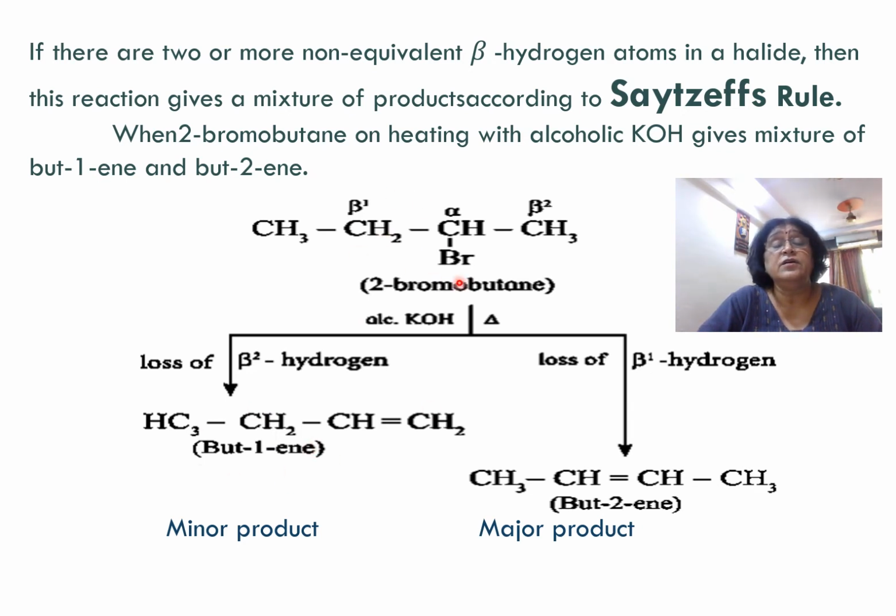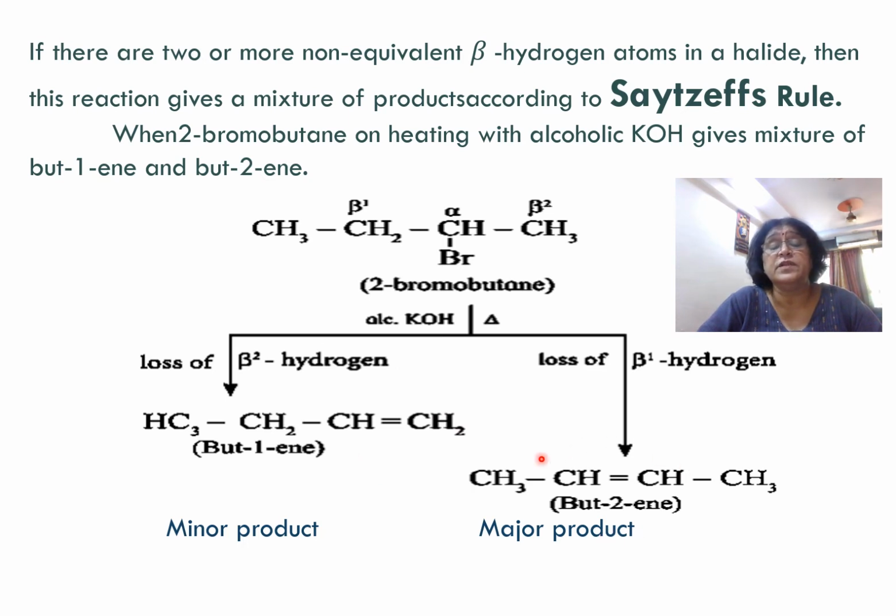But if the hydrogen is removed from the beta 1 carbon, then the possibility of the product is but-2-ene. Basically, that product is more stable, as it has more alpha hydrogens across the double bond. So here, if you circle the double bond in but-2-ene, the alpha hydrogens are 3 on this side and 3 on that side. That means 6 alpha hydrogens are there. While here, if you encircle this, it carries only 2 alpha hydrogens.